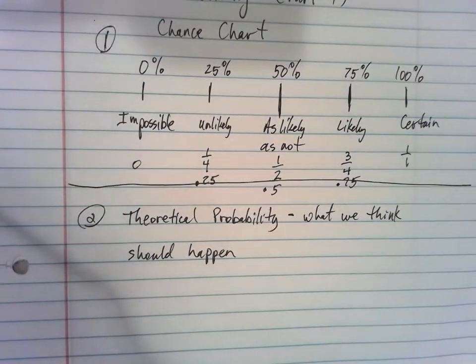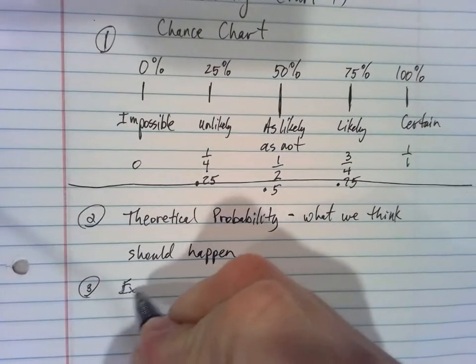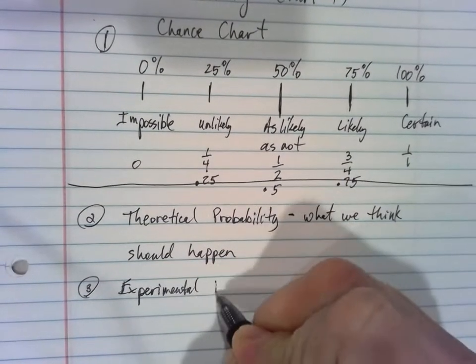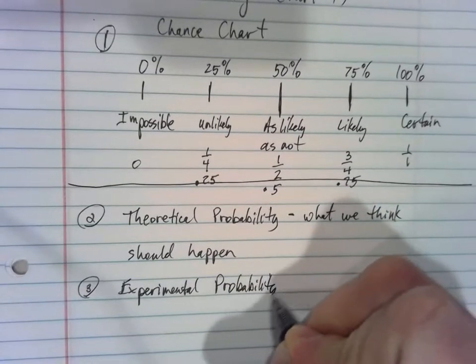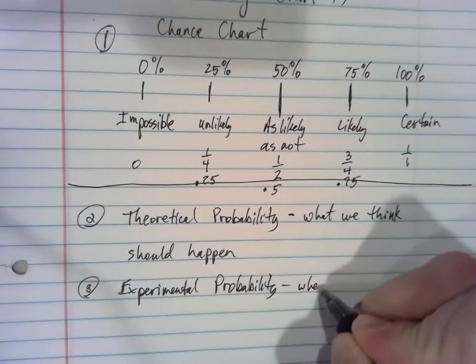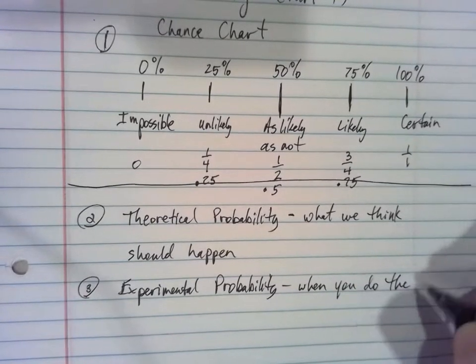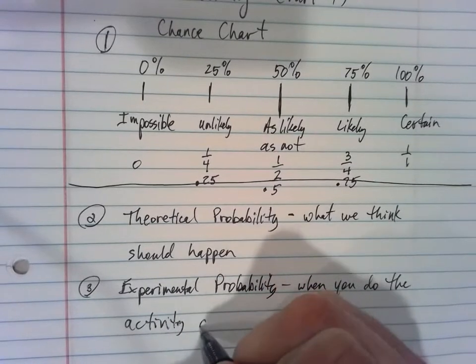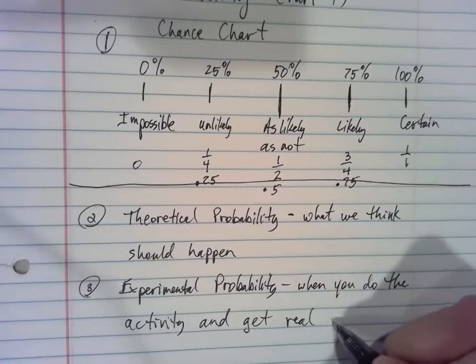When you actually experiment, we're not going to spend a whole lot of time on that, but I am going to write it down. Experimental probability, that's when you actually get some results. That is going to have a little bit different probability when you do the activity and get real results.